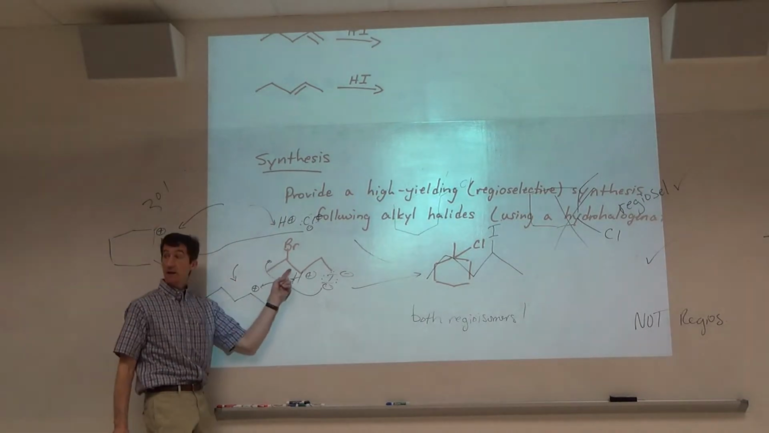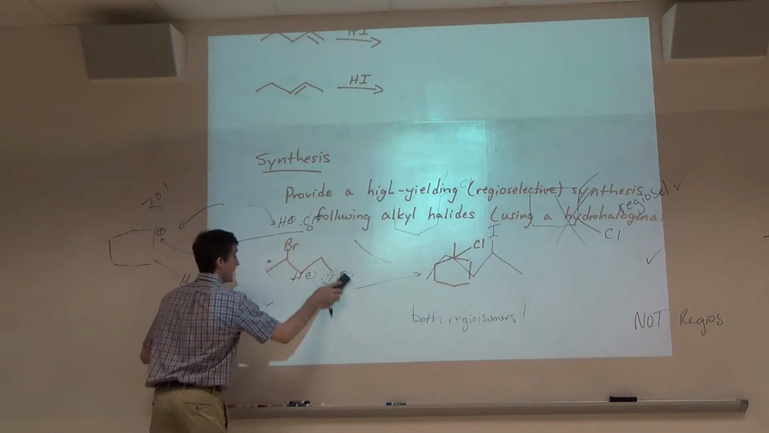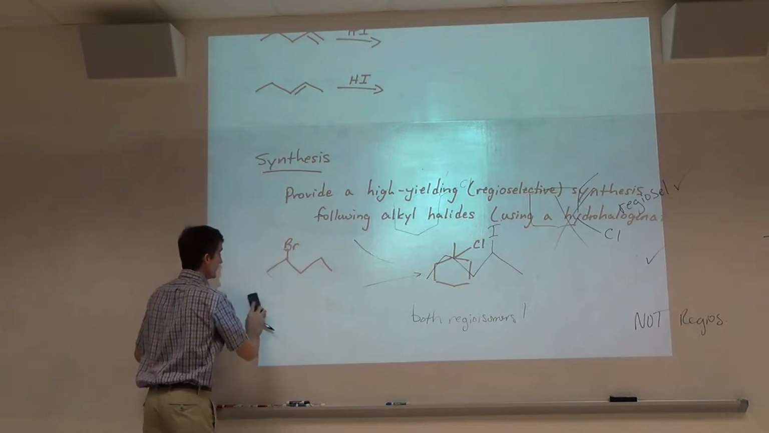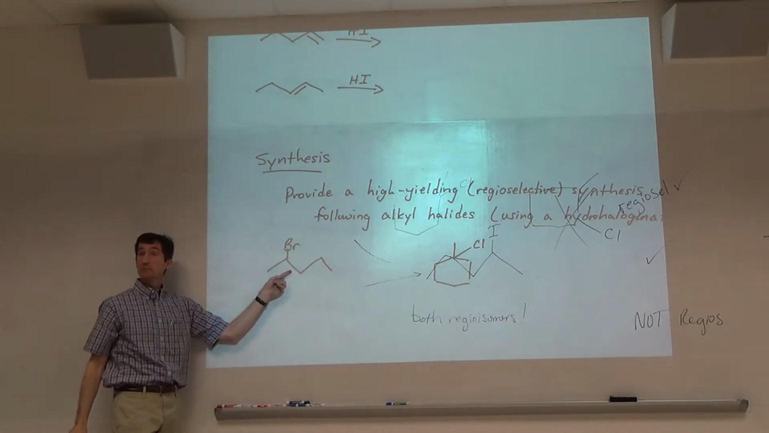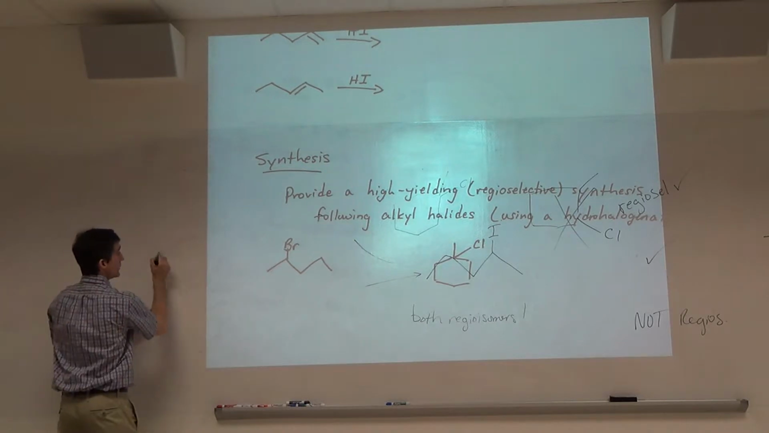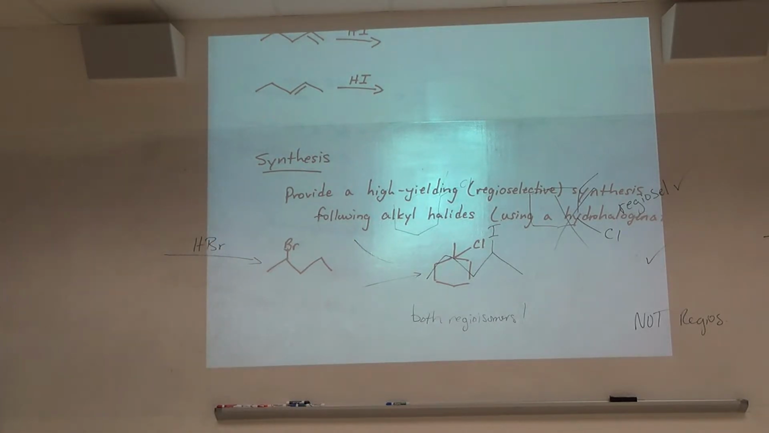So if you want to synthesize this, you're going to propose an alkene and HBr. Later on, you'll know multiple ways to make this, but right now you only know one way, alkene and HBr. So we're going to have something reacting with HBr. All right, we'll show the alkene, and you can name it if you want.